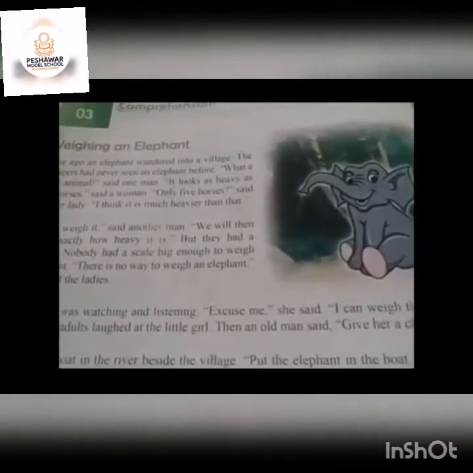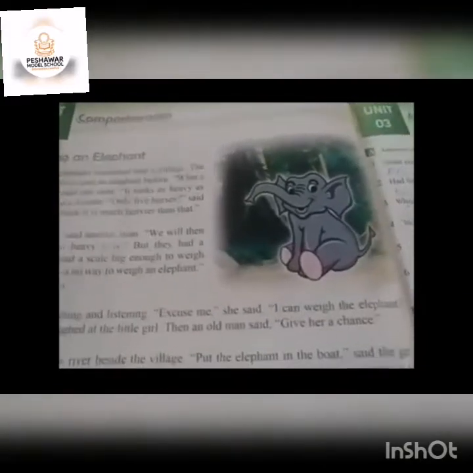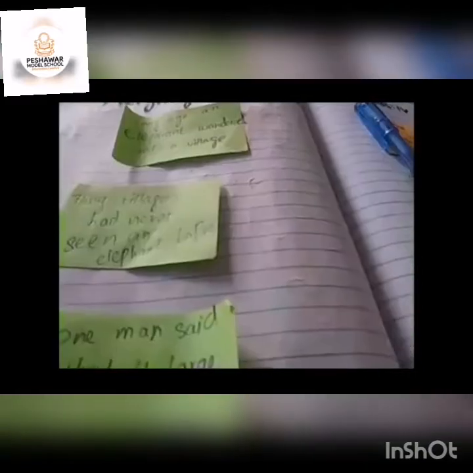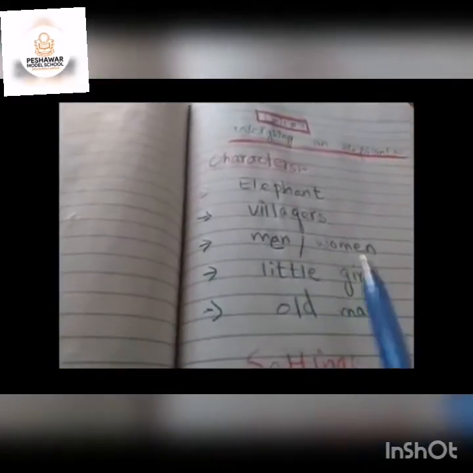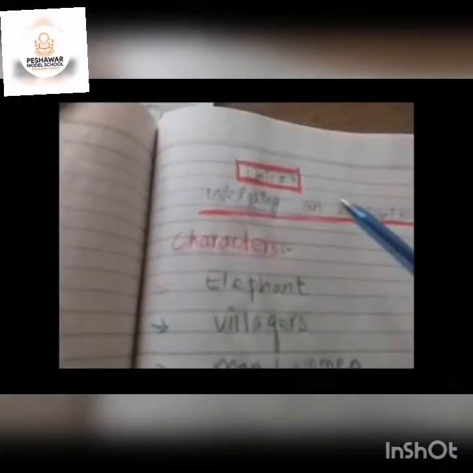What is in the chapter? I'm going to explain it through mind maps. So the mind maps are going to be like 8 blocks in which I'm going to add the main stuff of this chapter. Okay students, before moving on towards the mind map and explanation of the chapter, I want to tell you that this is unit number 3, Weighing an Elephant.